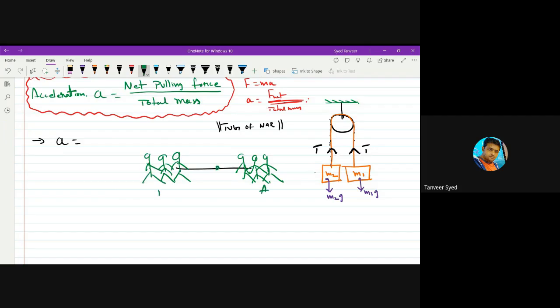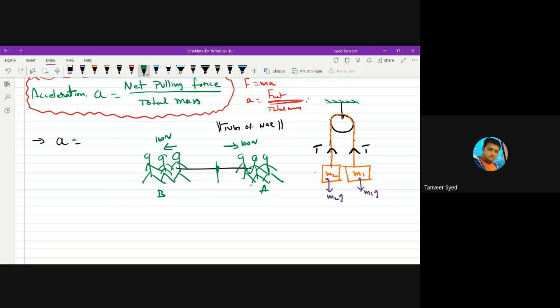Team A, Team B. Team A is pulling towards this side by 100 Newton force. Team B is pulling by 100 Newton force. Which team will win? Nobody wins. If they keep on pulling with 100 Newton on the right side and 100 Newton on the left side, nobody wins. If you tie a kerchief here, it will be in its original position only.